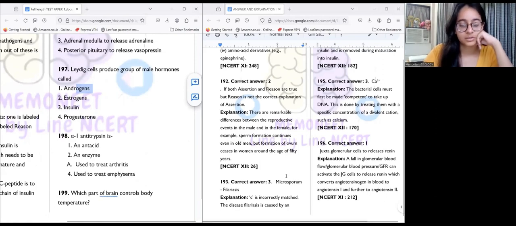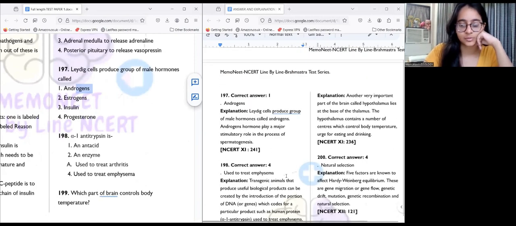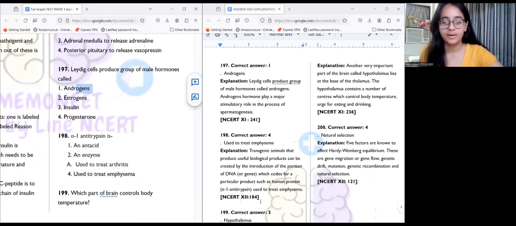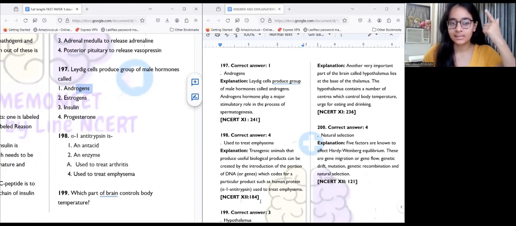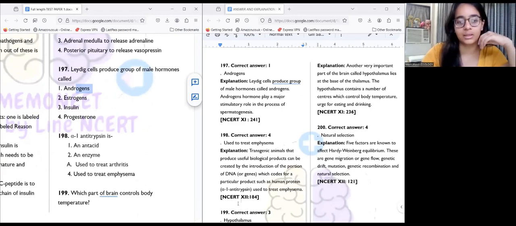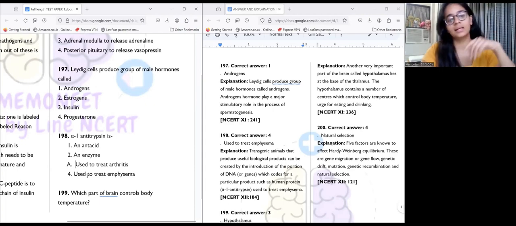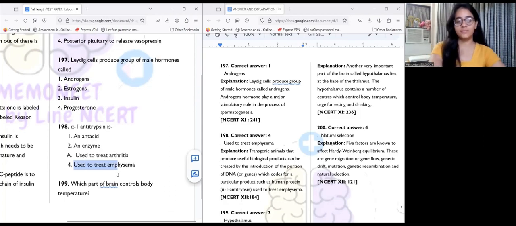Alpha-1 antitrypsin is what? Okay, let's see. So it's the 198th question, which is answer number 4. It is used to treat emphysema, right? So it is a human protein. It's not an antacid. It's not an enzyme. It's not used to treat arthritis. It is used to treat emphysema, and it's a protein. So here we've written it as A. The option number should be 3, and the correct answer is option number 4, which is used to treat emphysema.